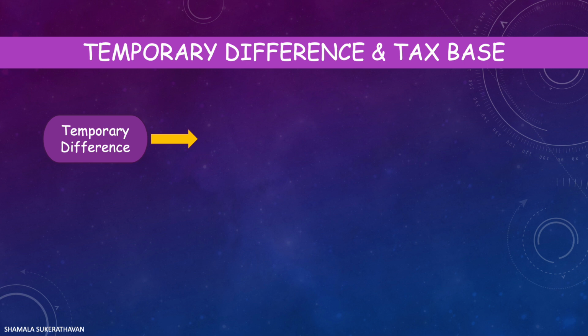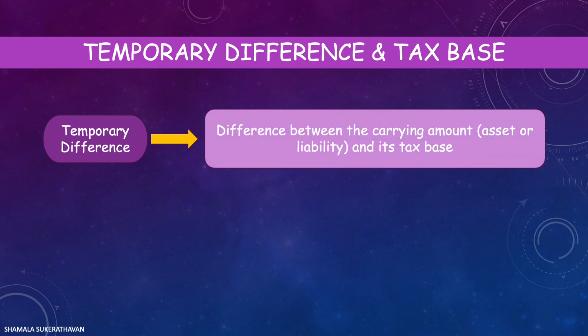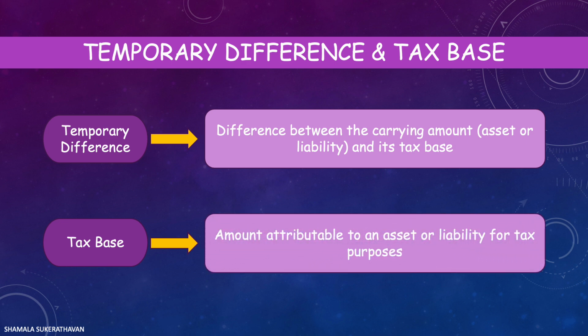A temporary difference is the difference between the carrying amount of an asset or liability in the statement of financial position and its tax base. Tax base of an asset or liability is the amount attributable to that asset or liability for tax purposes.